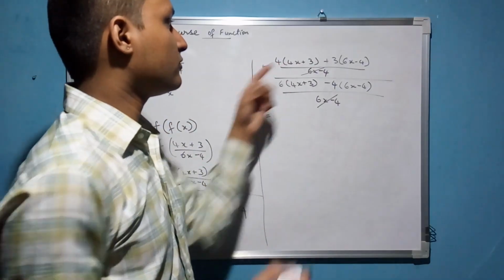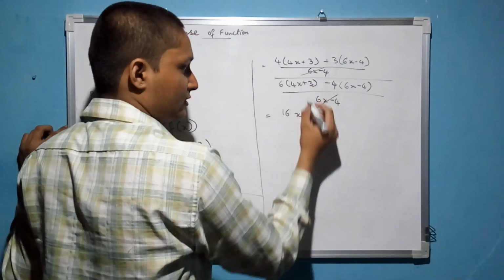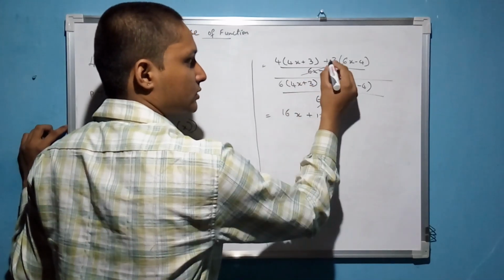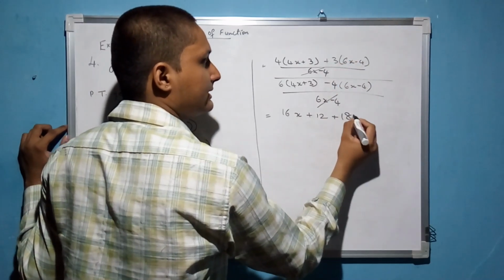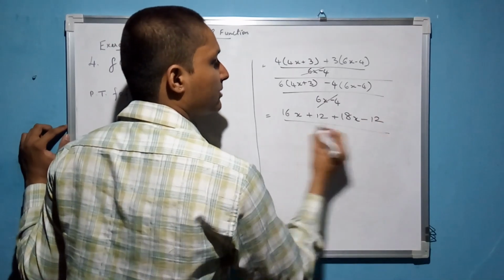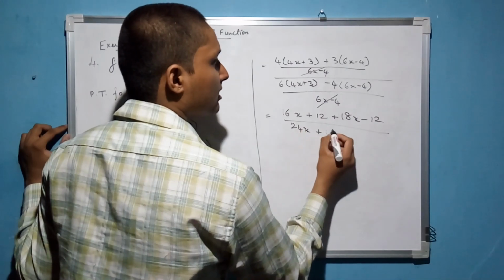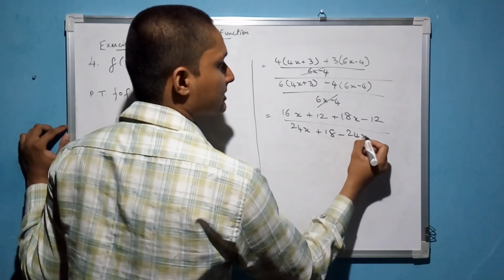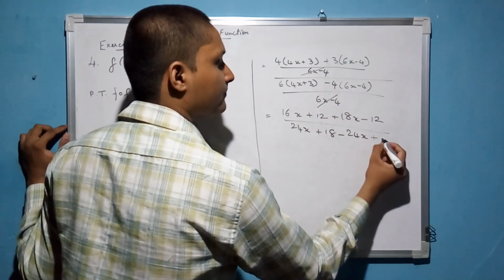Now 4 into 4x is 16x. 4 into 3 is 12, plus 12. So plus 3 into 6x, that is 18x, plus 18x. 3 into 4 is 12, so minus 12, divided by 6 into 4 is 24x plus 18, minus 24x. Minus 4 into minus 4 comes to be plus 16.